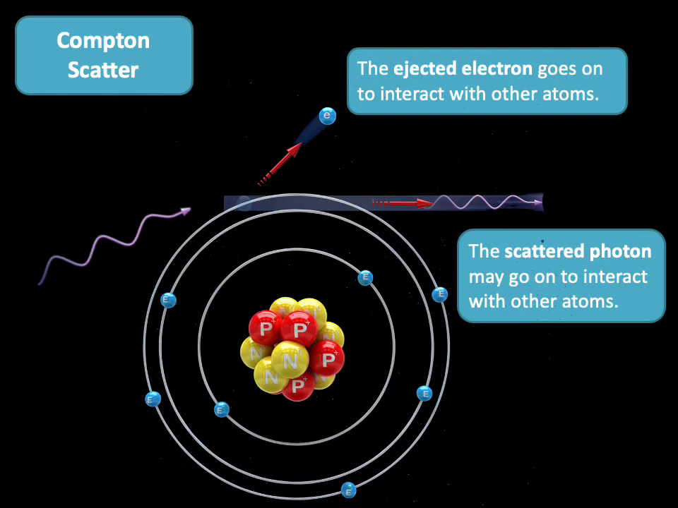Because an electron is removed from the atom, Compton scatter is an ionizing event. So this scattered photon may go on to interact with other things, or it may pass through the rest of the patient's tissue without interacting with anything else. The ejected electron will continue to interact with other atoms, creating more scattered photons and more scattered electrons. With each interaction, the new scattered electron has lower and lower energy. This process continues until the scattered electron's energy is so low that it can no longer cause ionization events, which occurs around 10 eV or 0.01 keV.